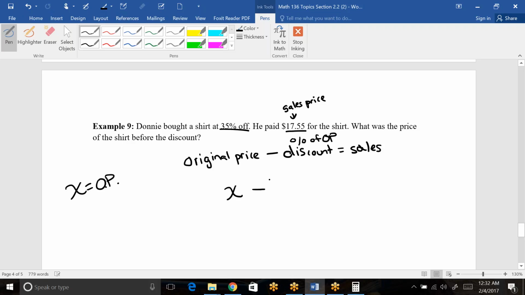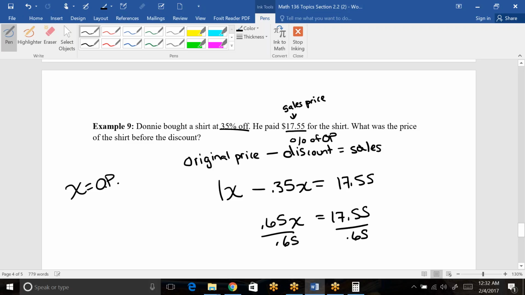So this is X minus, the percentage off is 0.35. It does need to be a decimal since not everything has a percent, times the original price again, which is X, equals $17.55. Think of that being a 1. 1 minus 0.35 is 0.65X. And just to double check yourself, add those back together, it should make a 1. And then this is 0.65 that we're going to divide by.